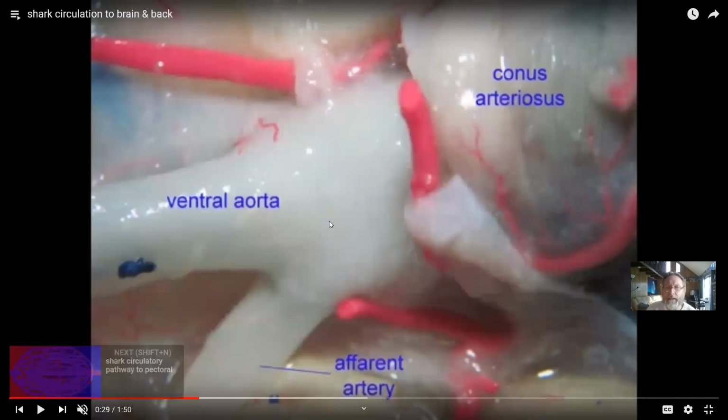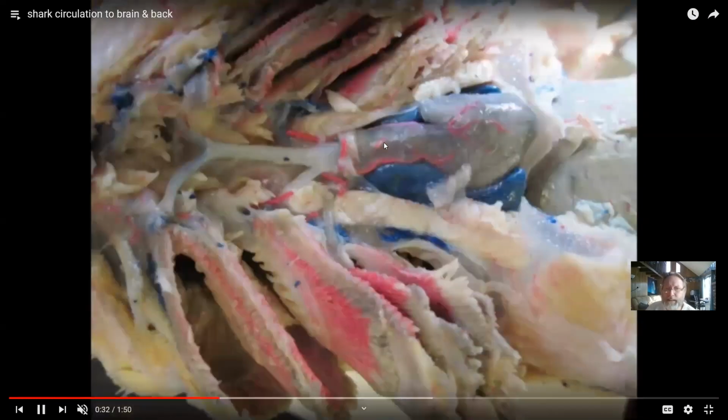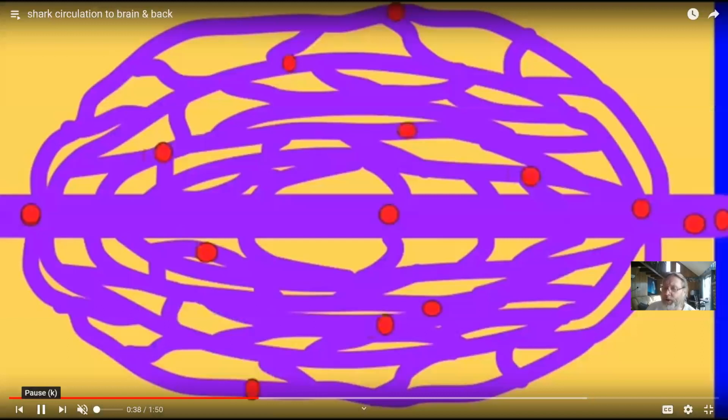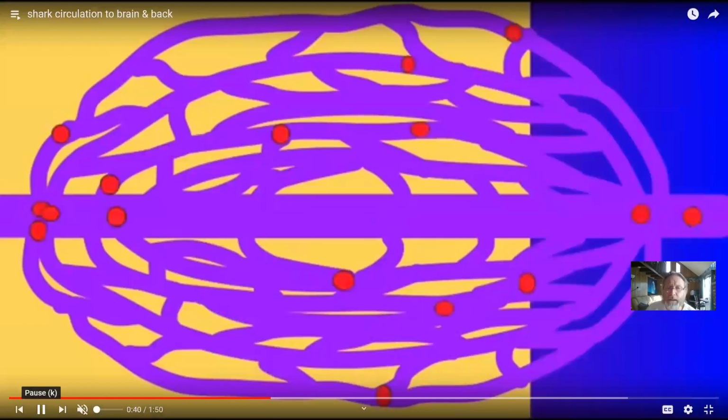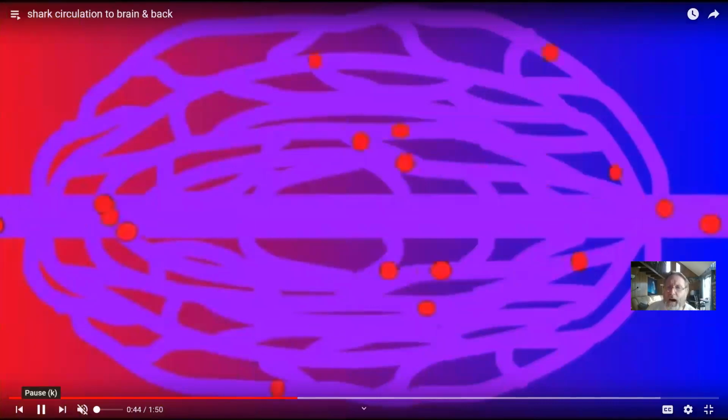All right, here's the ventral aorta in the shark. You can see the ventral aorta coming out of the heart. So there's the ventricle, the conus arteriosus, here's the ventral aorta, and you're seeing that it's sending off branches to the gill arches. These are the afferent arteries, which would then have deoxygenated blood. Gas exchange occurs in the gills as the blue blood then receives oxygen and is converted to red oxygenated blood.